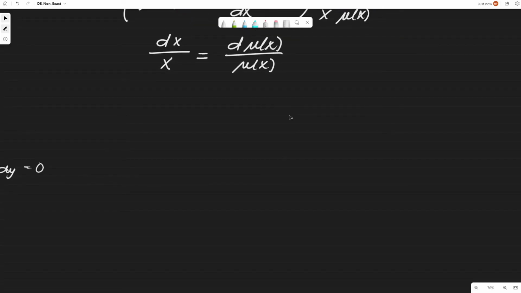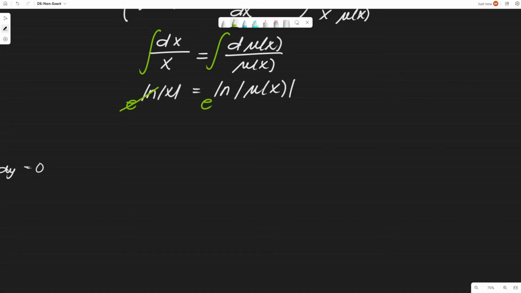Ayan. So we'll have the antiderivative. So we'll have ln x is equal to ln mu of x. So by applying the exponential property, the ln's will be cancelled. Therefore, mu of x is equal to x, basically.